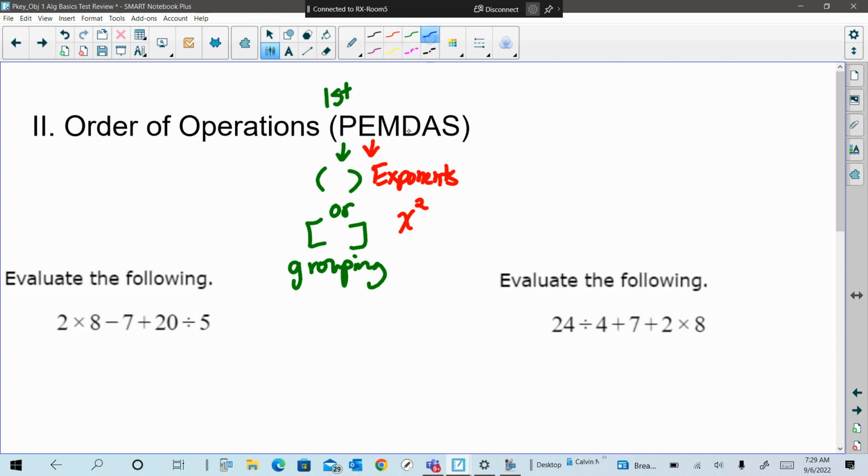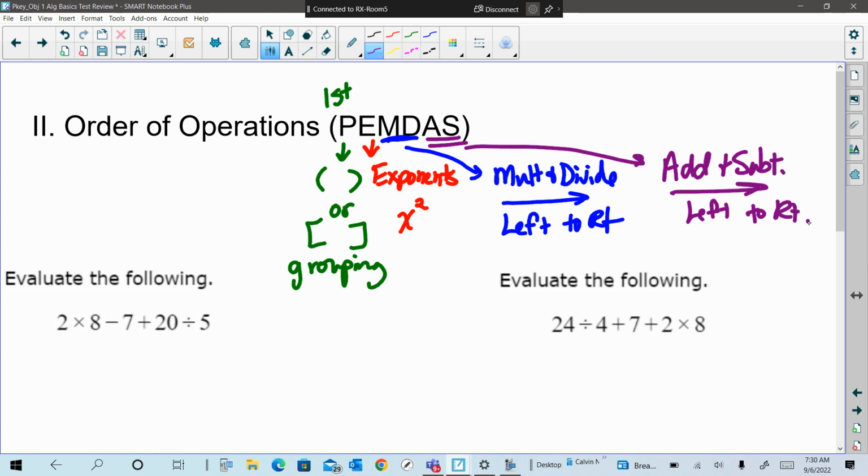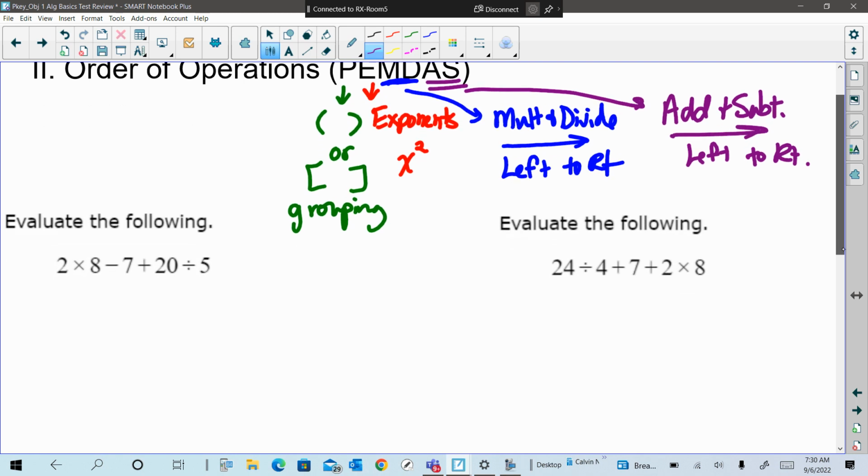Then we have these two go together: multiplying, dividing. You just have to do it in order from left to right. And then last is addition and subtraction. And again, it has to be in order from left to right. So we always look for some type of parentheses. If not, then we look for an exponent, and then we kind of do one at a time.